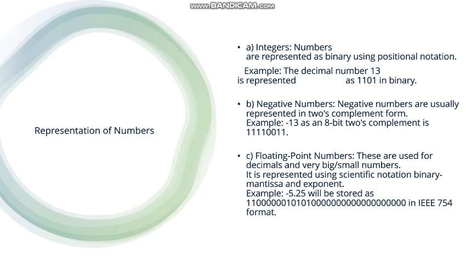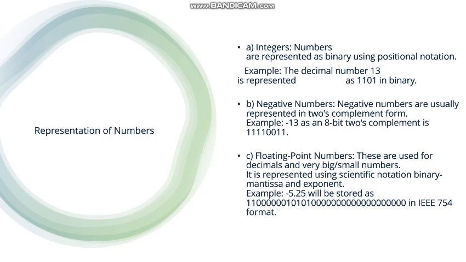Representation of numbers. First one is integers. Numbers are represented in binary using positional notation. Example: the decimal number 13 is represented as 1101 in binary. Negative numbers are usually represented in two's complement form. Example: 13 as an 8-bit two's complement is 11110011.